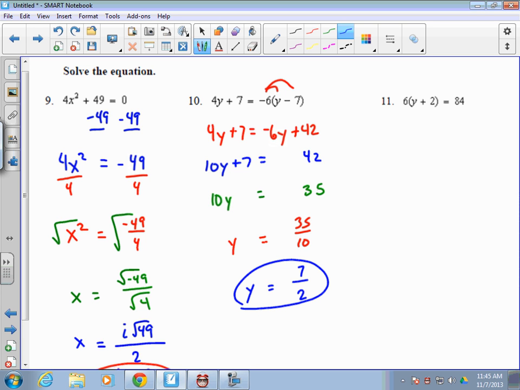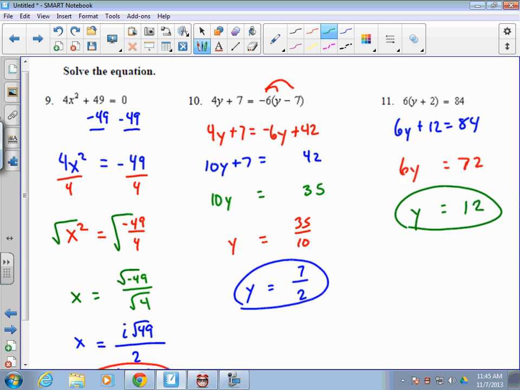Distribute 6 times y and 6 times 2. Undo plus 12 by subtracting it. 6y equals 72. Undo 6 times something by dividing by 6. And y equals, we know 6 goes into 72 twelve times. So y is 12.